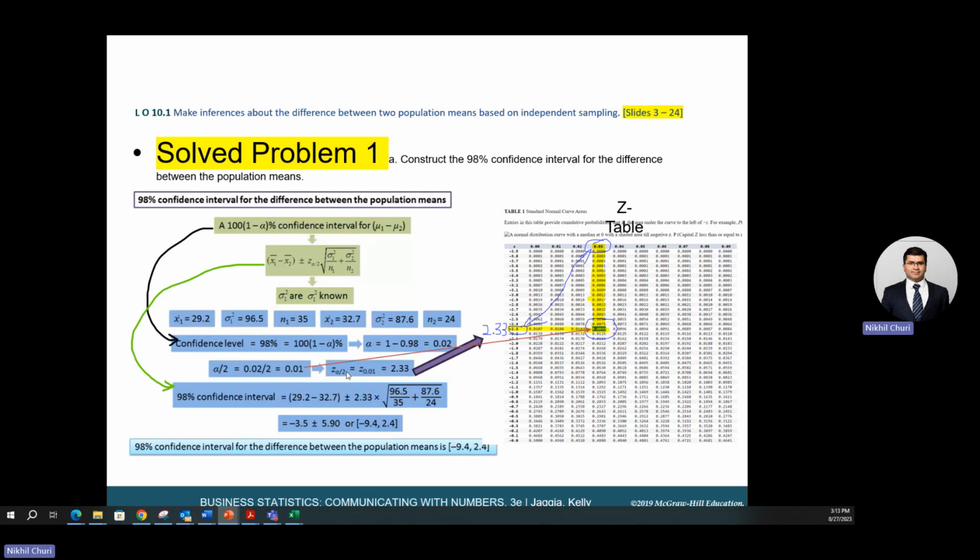Once I find that z value, technically I have everything that is required for me to plug into this formula over here. By that logic, my 98% confidence interval is: plug in these numbers, x1 bar, x2 bar, z, which I found over here, square root of sigma 1 square divided by n1 plus sigma 2 square divided by n2. And I'm getting negative 3.5 plus or minus 5.9. When I simplify, negative 3.5 minus 5.9 gives me negative 9.4. Similarly, negative 3.5 plus 5.9 gives me positive 2.4. So this is the confidence interval I was looking for.